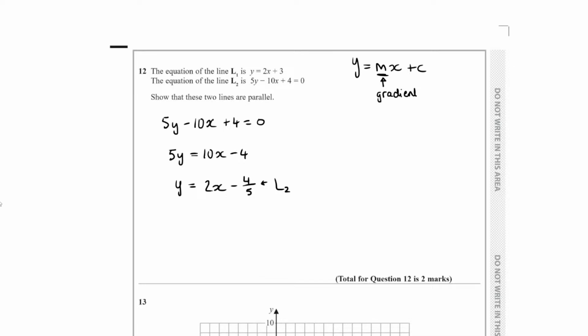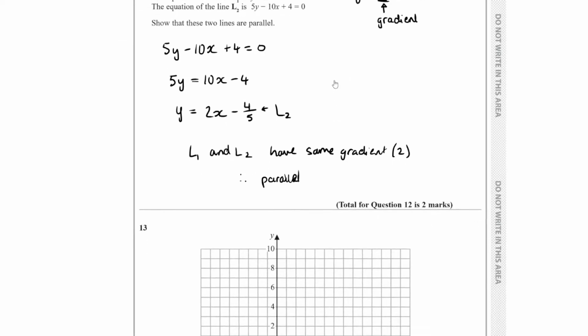And now we can compare the gradients, the coefficient of x. They both have not only 2, but it has to be the same sign as well. They're both positive 2x, aren't they? So they both have the gradient of 2. I would probably put as a conclusion something like: line 1 and line 2 have the same gradient, and in brackets you could put the actual gradient, which is 2. Therefore, they are parallel. If you can spell parallel, that's meant to be an E. Just rearrange the first one and then have some way to identify that you've compared the gradients, the coefficients of x. That's it for that one, 2 marks.